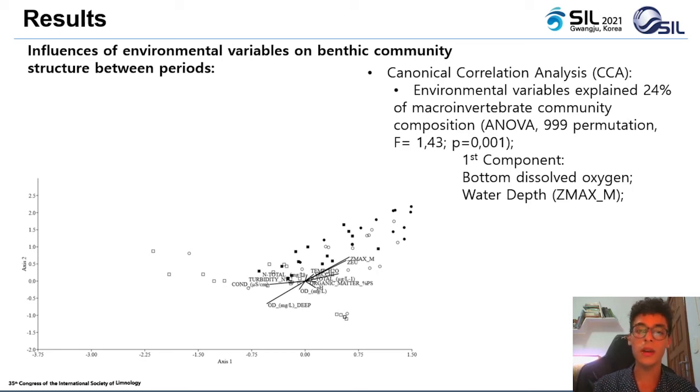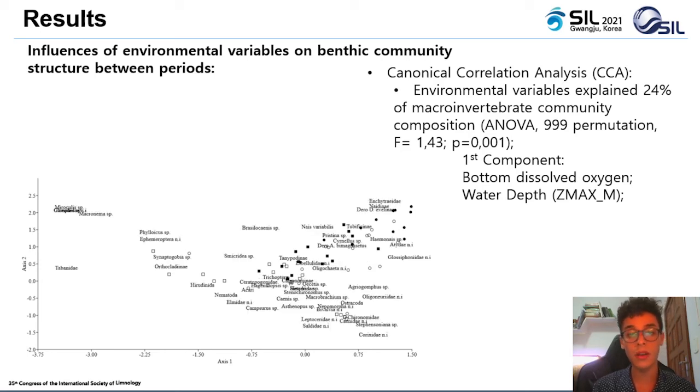On the graph, we can observe that water depth values are inversely proportional to bottom dissolved oxygen concentrations. Black colored circles and squares represent high water and flooding periods respectively. White circles and squares represent drawdown and low water periods respectively. It is clear the influence of flood pulse level on the data distribution in the graph.